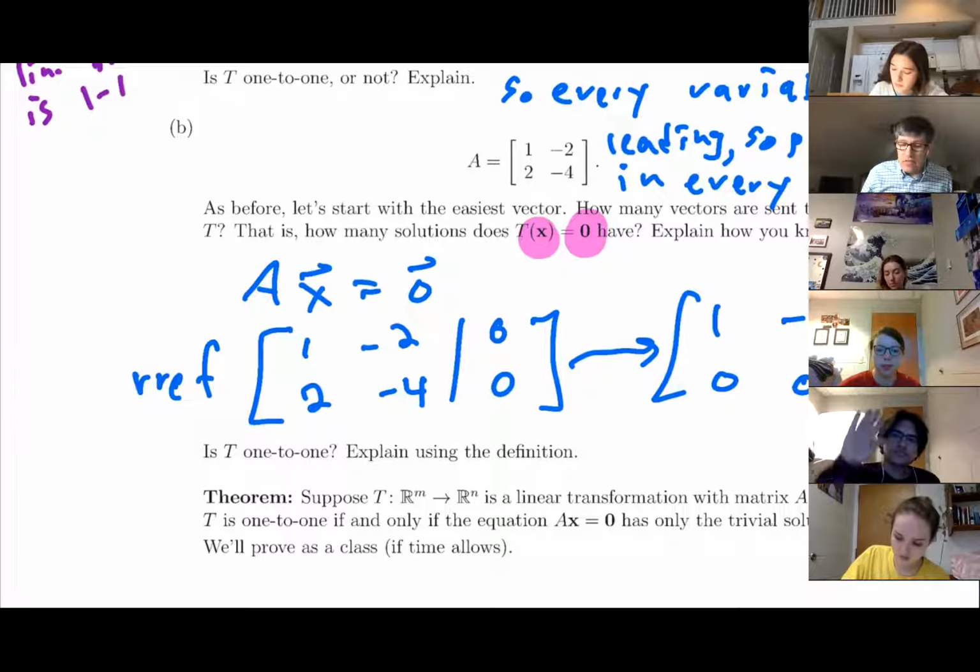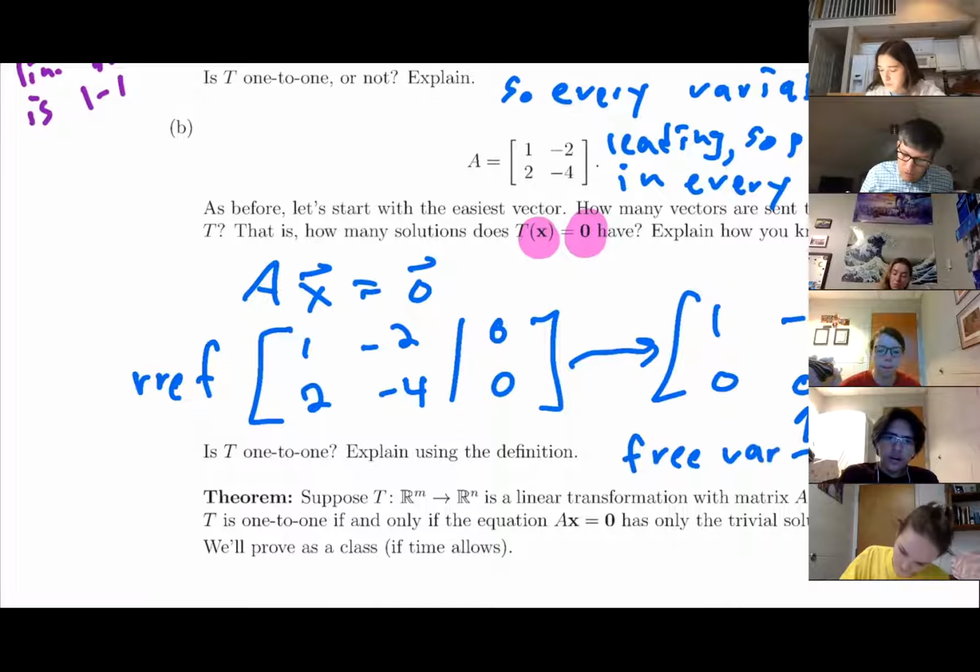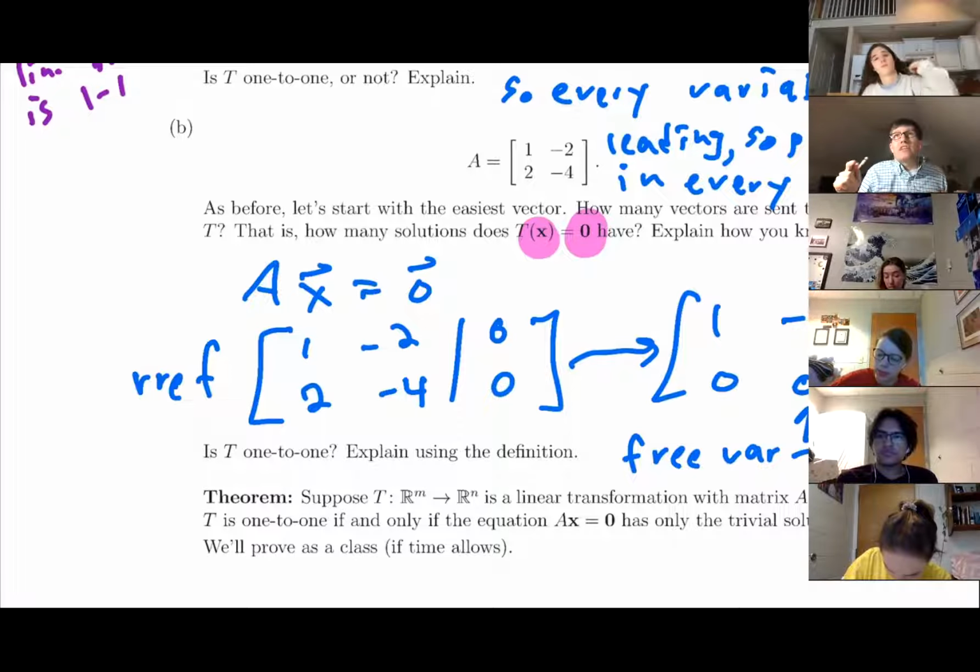There's one other thing that I think is important. Chase, what do you think? Yeah, it also has a free variable. Right, so that means that we have a parameter. Good. So it's this column that's missing a pivot, right? So this is a free variable, which means infinitely many solutions. It's that free variable column right there. Here, because it's a 2 by 2 matrix, that last row of zeros indicates that it has to have a free variable. Good. So this has infinitely many solutions.